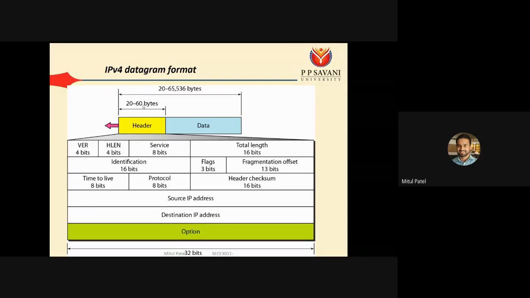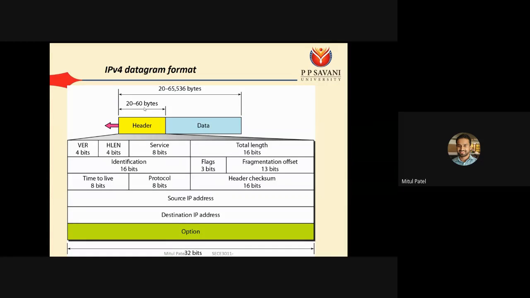Let's say the maximum header length is 60 bytes. So divide 16 by 4 and the answer is 15. So we can represent 15 with 4 bits. OK, so whenever we want to find out the header length, what we have to do? Whatever our HLEN value is, we have to multiply it by 4. So we can get the original length of the header in bytes.